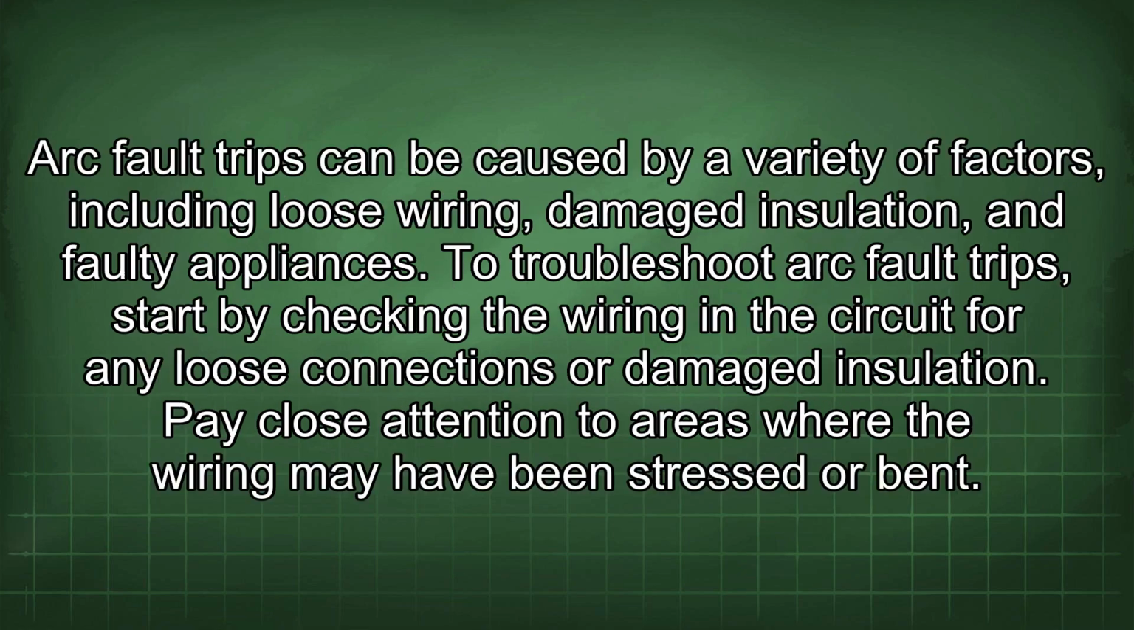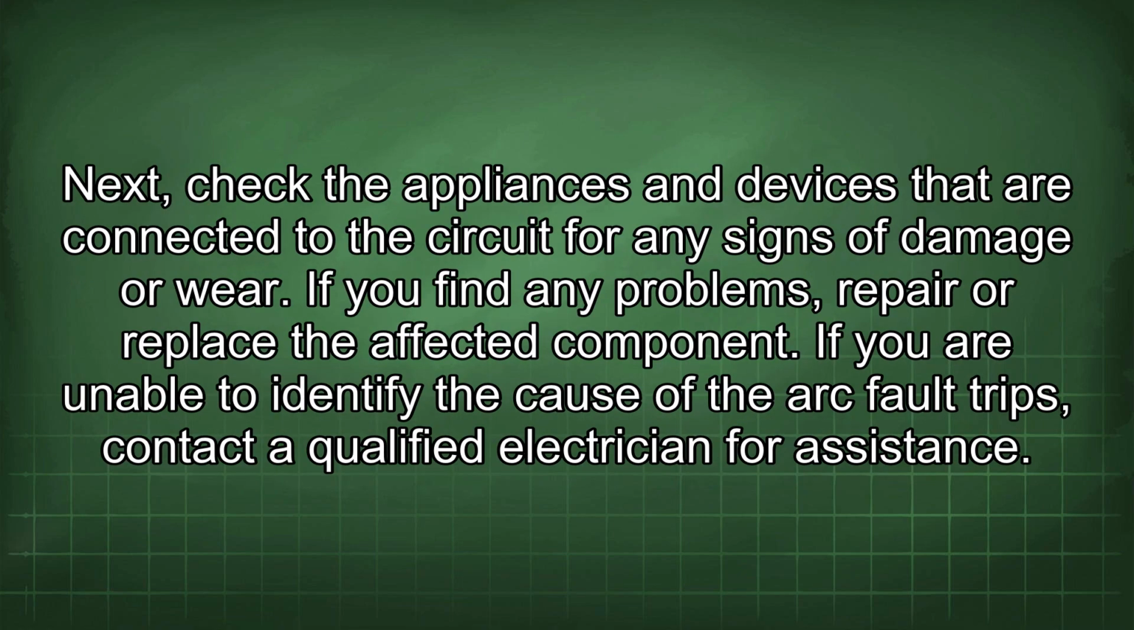Arc fault trips can be caused by a variety of factors, including loose wiring, damaged insulation, and faulty appliances. To troubleshoot arc fault trips, start by checking the wiring in the circuit for any loose connections or damaged insulation. Pay close attention to areas where the wiring may have been stressed or bent. Next, check the appliances and devices that are connected to the circuit for any signs of damage or wear. If you find any problems, repair or replace the affected component.